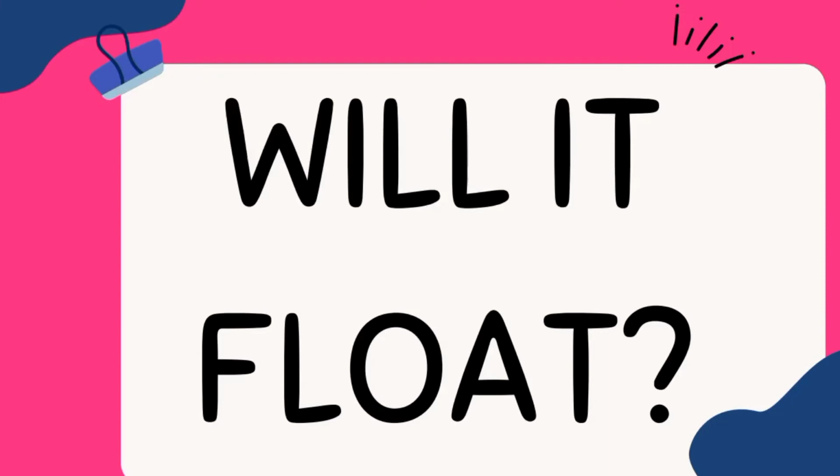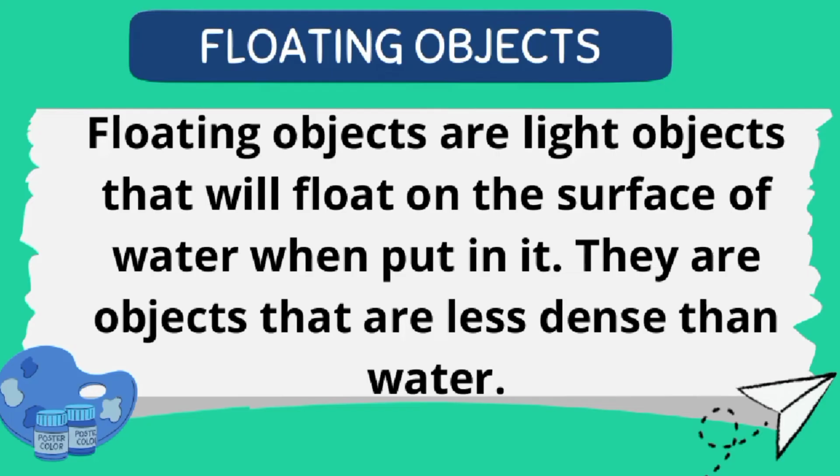Will it float? Have you ever seen any substance floating before? Can you name some examples of those objects which float on top of water? So what are floating objects? Floating objects are light objects that will float or stay on top of the surface of water. They are objects that are less dense than water, and because they are light in weight, they stay on top of water. Yes, these are called what? Floating objects. Say it after me.